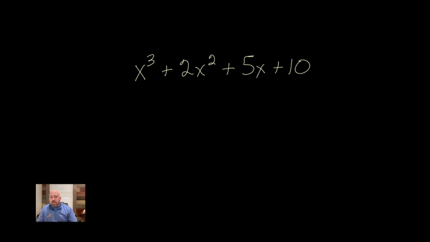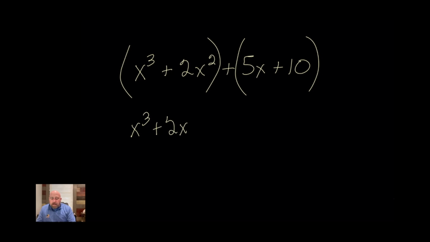Well, here's what you do. You take these and you regroup them. You put them into two separate problems. So we take the x cubed plus 2x squared, and then we have a plus, and then we have the 5x plus 10 over here. Okay, so two separate things. Now watch what we can do.